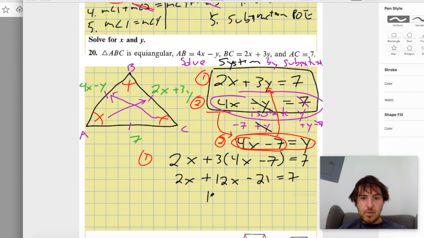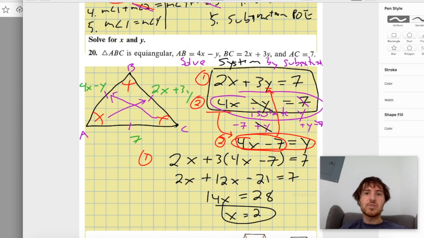So I get here 2x plus 12x is 14x. Negative 21 plus 7 would bring us to 28. Divide both sides by 14. X is going to equal 2, okay?